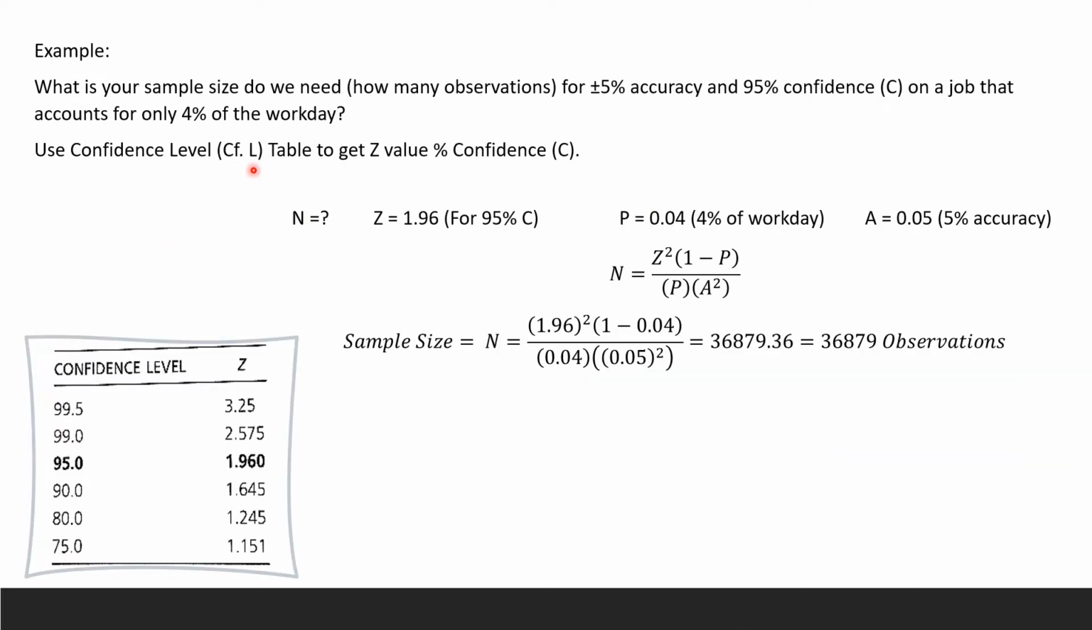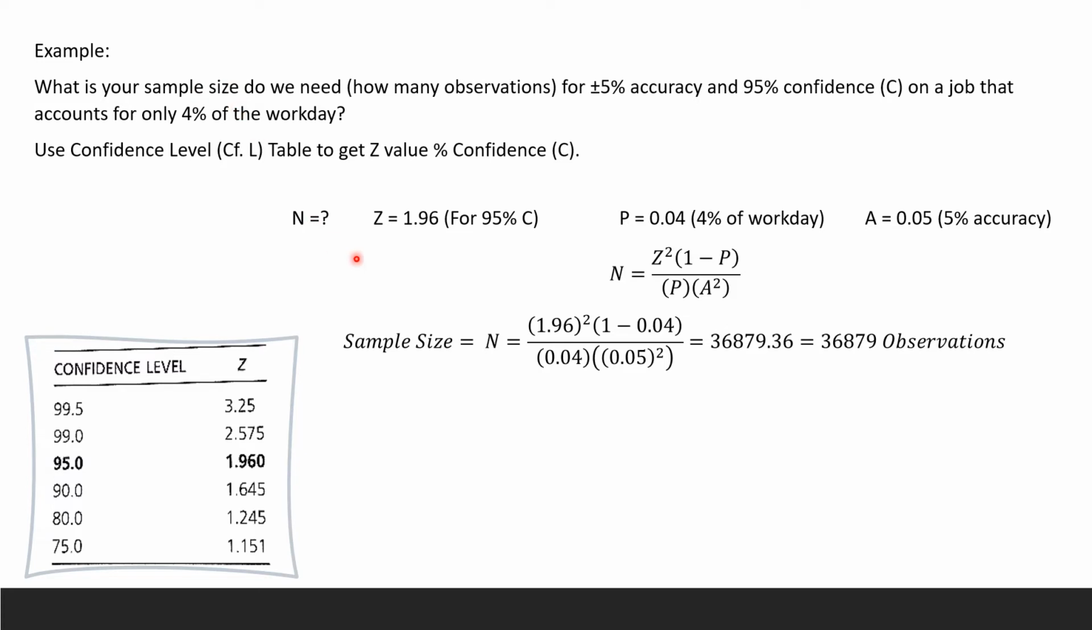Example: what's your sample size? How many observations do we need for plus or minus 5% accuracy, with 95% confidence, on a job that accounts for only 4% of the workday? So we're going to use the confidence level. If you see CF.L, that means the confidence level table, this little one, to get the Z value, the percent confidence, which is your C. So we are looking for the sample size.